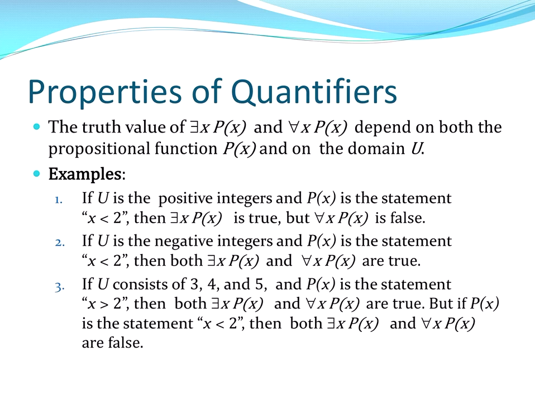And if I have a very constrained domain, the set containing 3, 4, and 5, then p of x will be x is greater than 2 in this case. Then both there exists x, p of x and for every x, p of x are true. But if I go back to my original p of x is x less than 2, then both there exists x, p of x and for every x, p of x are false. So this illustrates how domain selection will affect the truth value of a quantifier-bound propositional function.